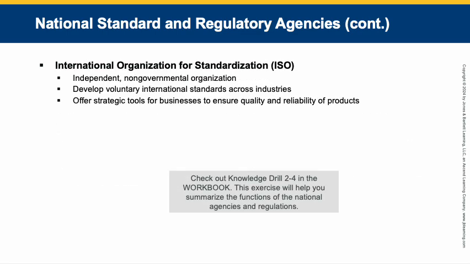Okay, and a last abbreviation is ISO. This is the International Organization for Standardization. This is an independent, non-governmental organization that has experts from all over the world. ISO standards are tools that businesses can use to ensure that their products and services are safe, reliable, and of good quality.